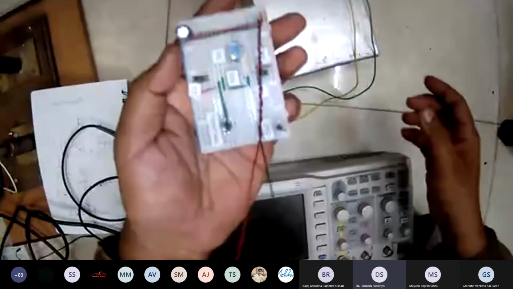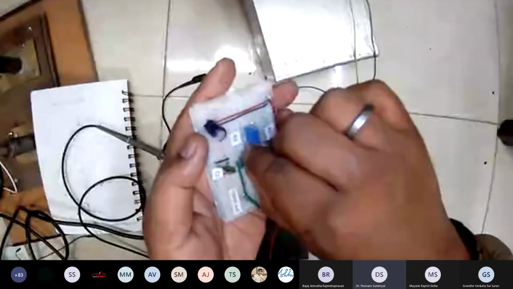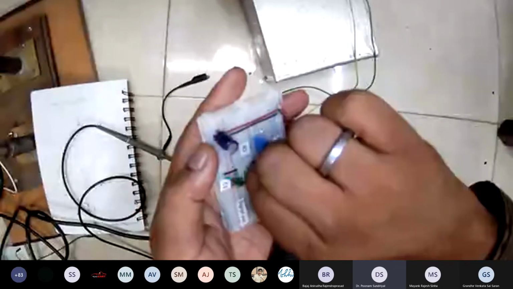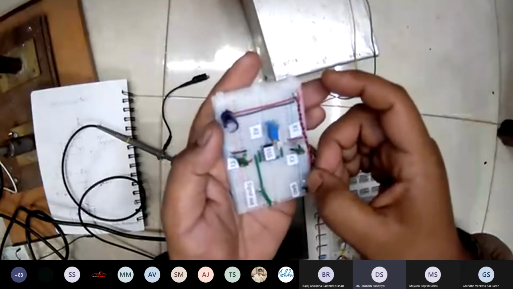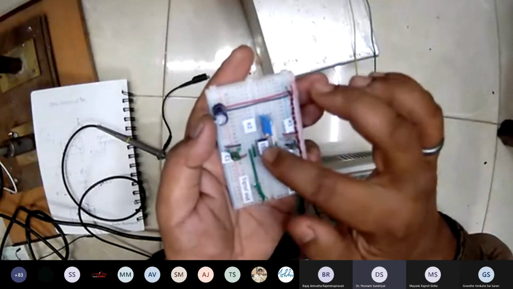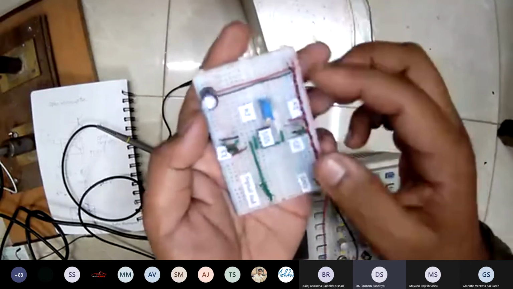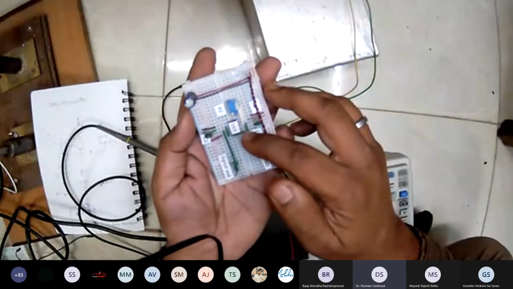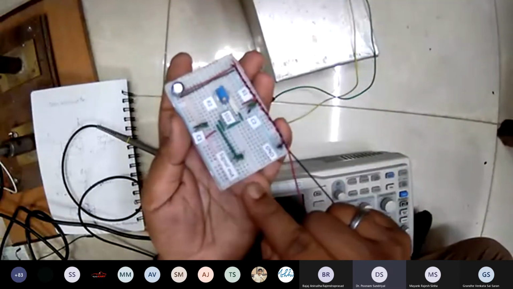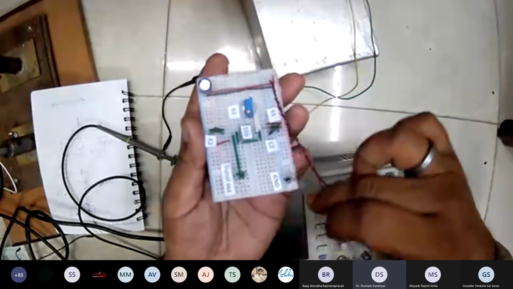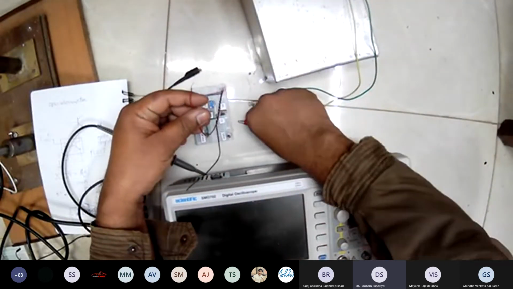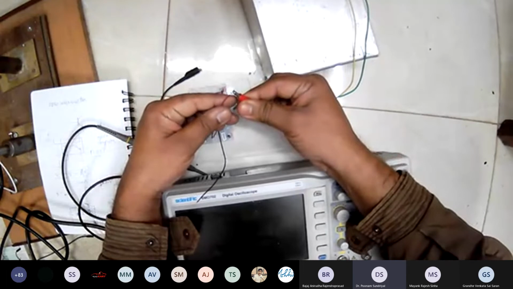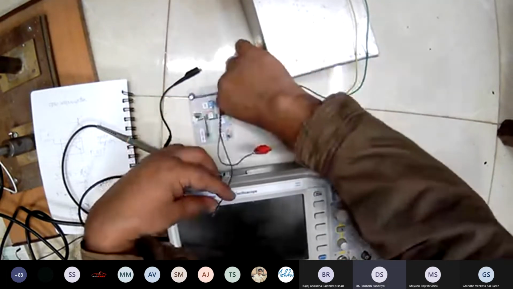Right, so this is the circuit. You have the notch placed upwards, so you have 1, 2, 3. This is the signal out. This is the ground. So I'll simply connect it to 5 or 12 volts using my portable power supply.